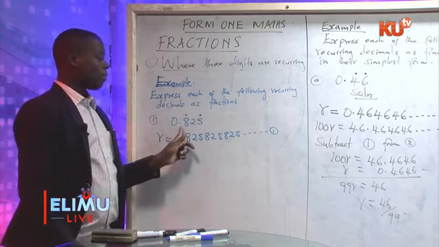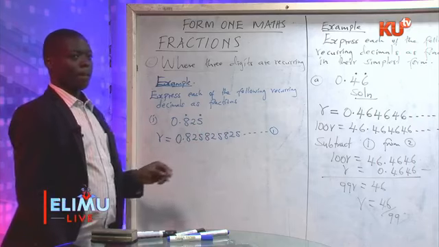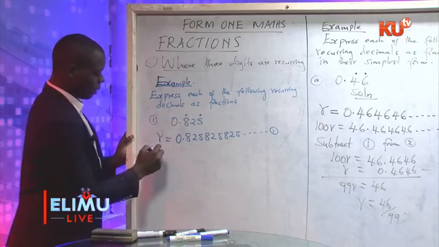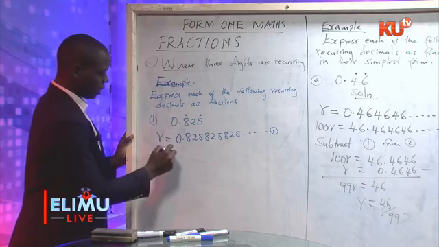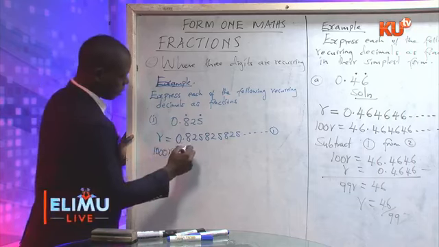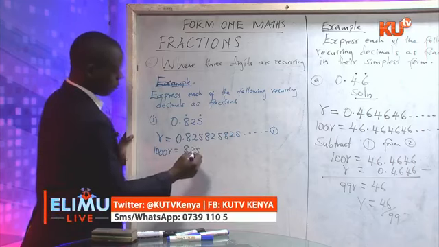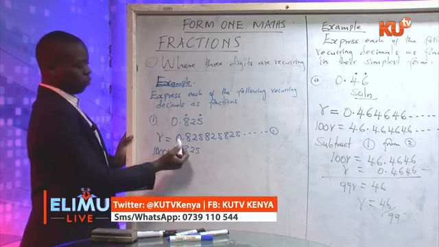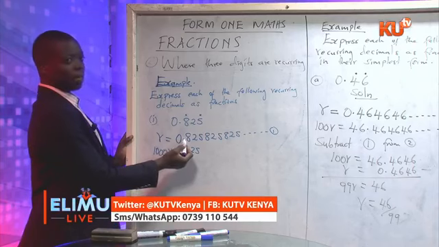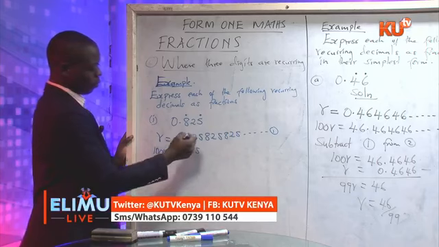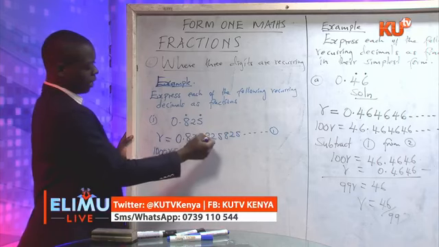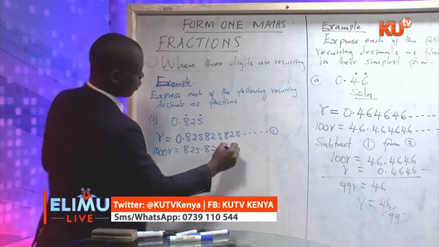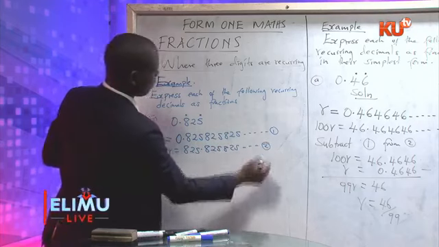And then how many decimal places are here? There are 3. So you multiply by 1,000 because that gives us a thousandth. So 1,000 of R becomes 825. Someone may be wondering why 825. When you multiply by 1,000, it means you move this decimal point 3 steps to the right. So you move it 1, 2, and 3. That's why 825.825825, and that is our equation number 2.